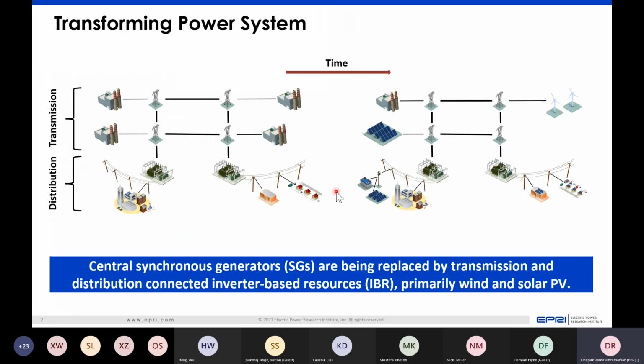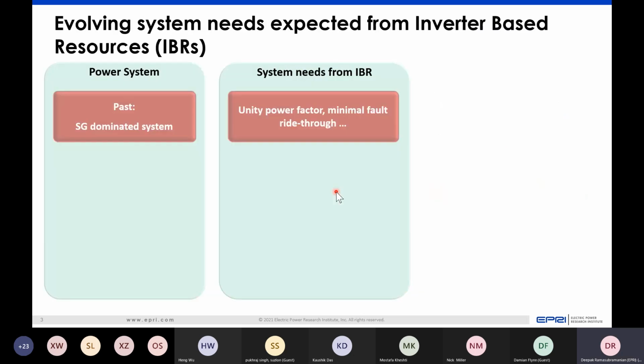Now, I'm pretty much going to run through some of these introductory slides because I'm sure in the past three days you've been hearing this time and time again in various features or formats. We all know the system is transforming, both bulk power system connected and distribution connected inverter-based resources are coming into the system. And what that has resulted in is what kind of services we are expecting from these resources as they connect to the network.